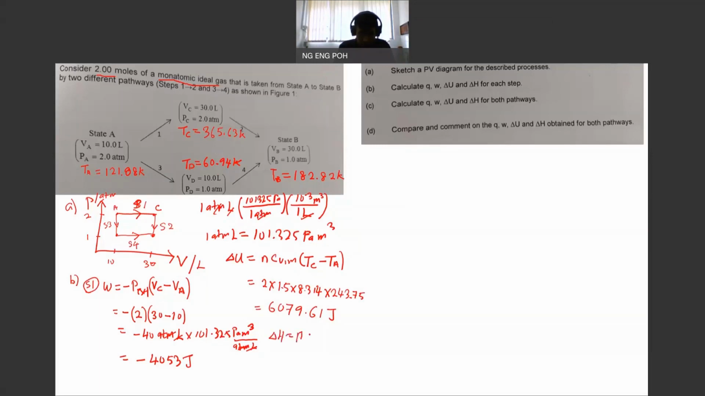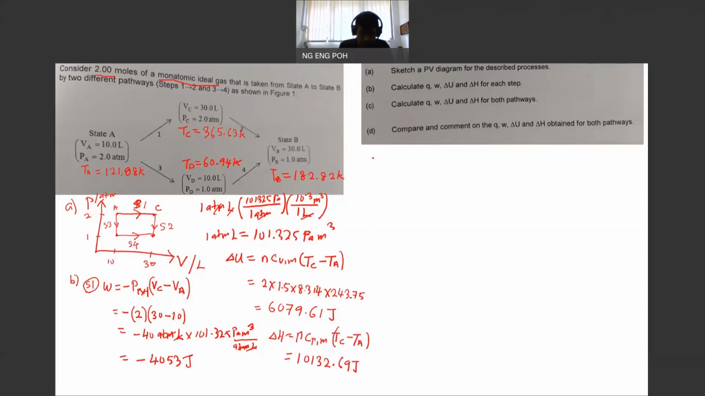And delta H equals n CPM times TC minus TA. If you calculate, then you will get 10132.69 joule.